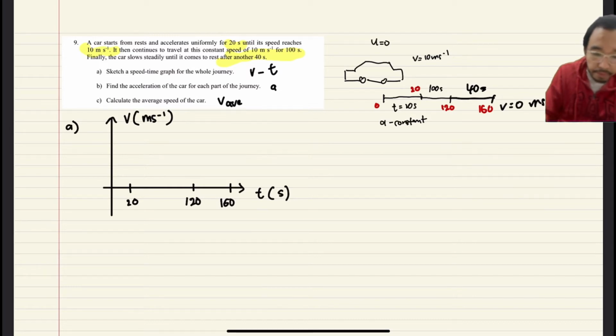And then it reached a speed of 10 meters per second. So on the y-axis, maybe you can label this one as 10.